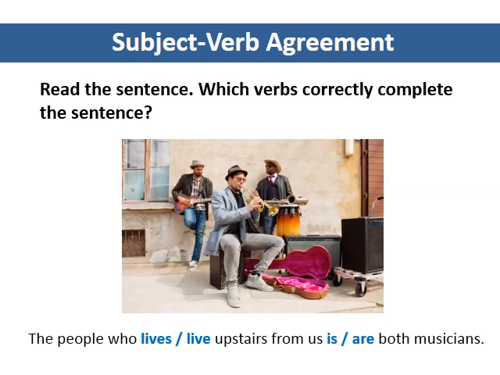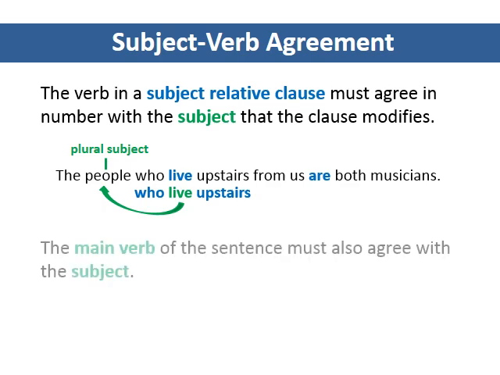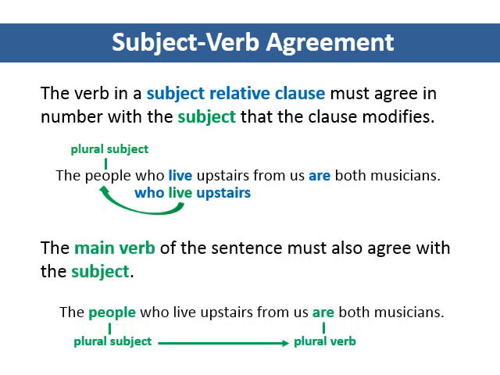Read the sentence. Which verbs correctly complete the sentence? The sentence has two clauses and two verbs. The first verb, live, is part of a subject-relative clause. The verb in a subject-relative clause must agree in number with the subject that the clause modifies. In this case, the subject is people, which is plural. The main verb of the sentence, are, must also agree with the subject of the sentence, people.